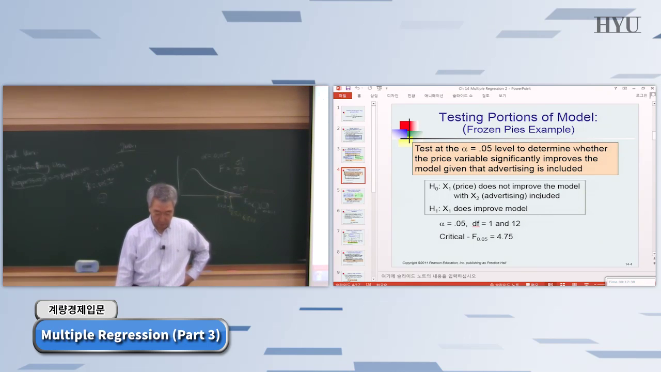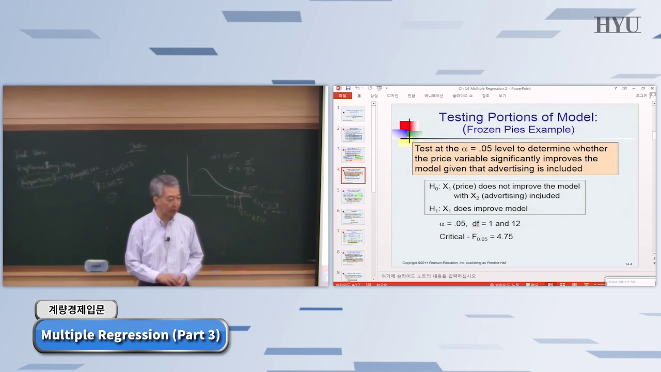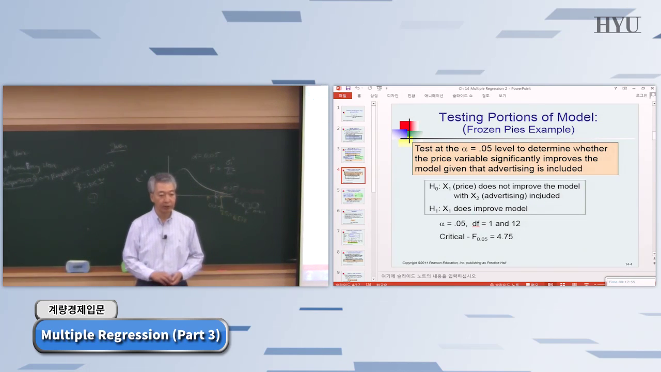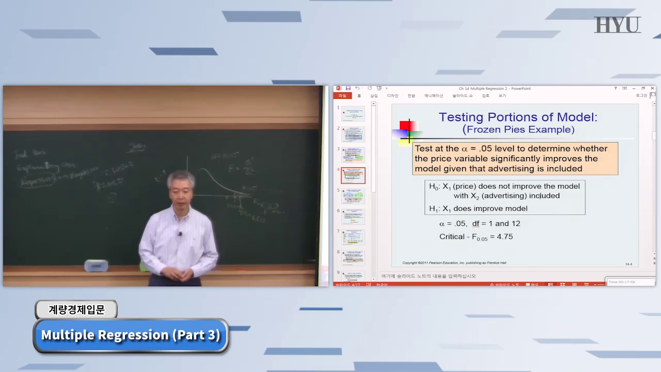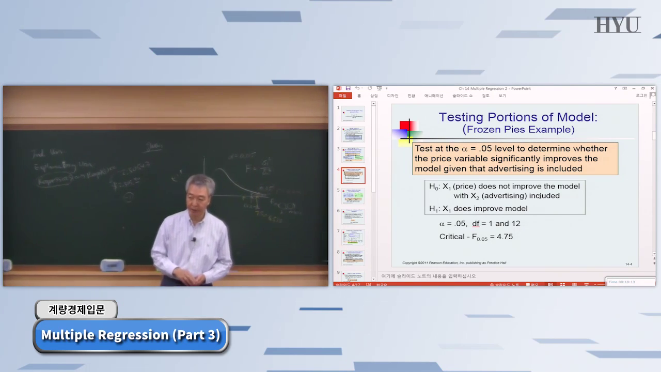So going back to that pie sales example, we want to see what the significance of price is when we already considered advertisement. So in the presence of advertisement as the explanatory variable in this model, when we add another variable, price, does it really make any significant difference? In other words, does it significantly improve the model in predicting the pie sales?